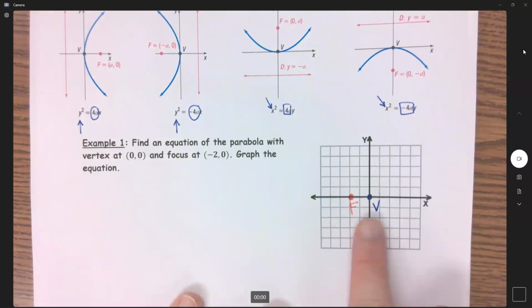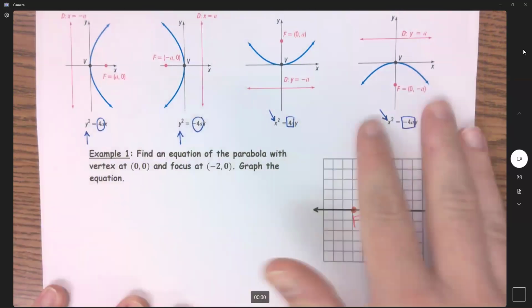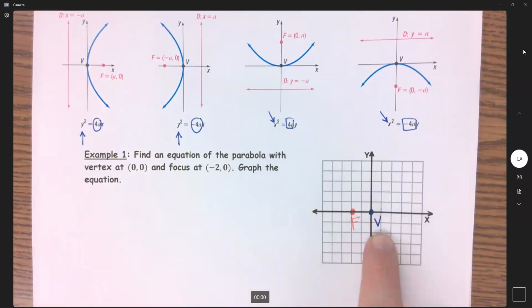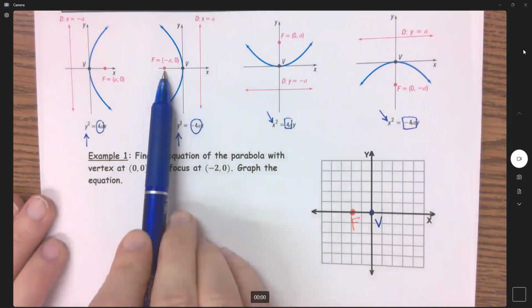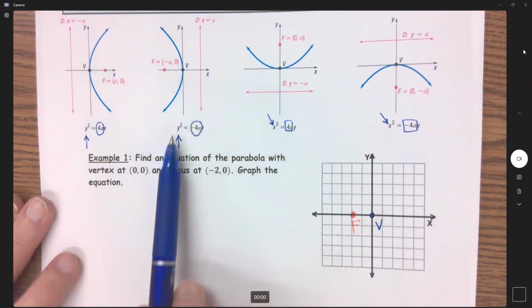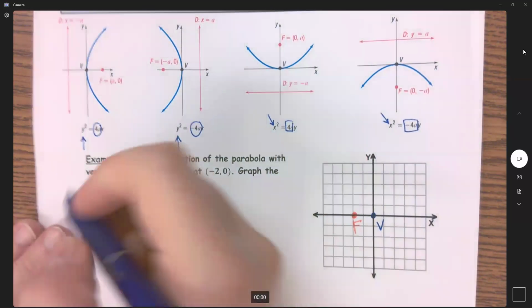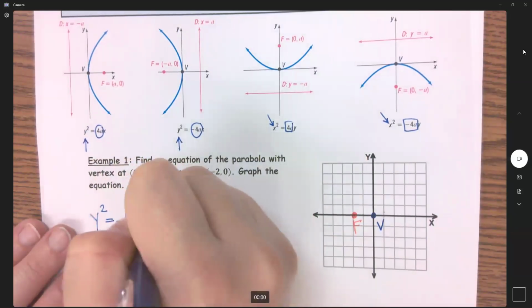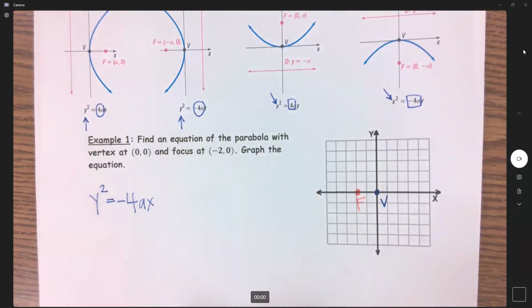So look at the relationship between this focus and this vertex. Which diagram here has a focus on the left and a vertex on the right? And that's this one right here. You have your focus on the left and your vertex on the right. So it tells me I'm using this version of my formula. So we have y squared equals -4ax. The only thing I need to be able to do this formula is my a.